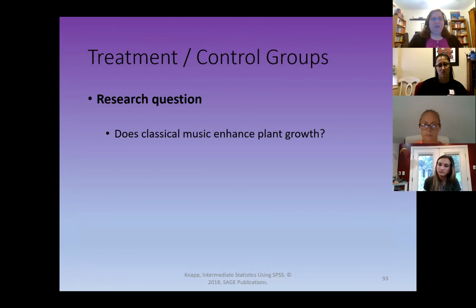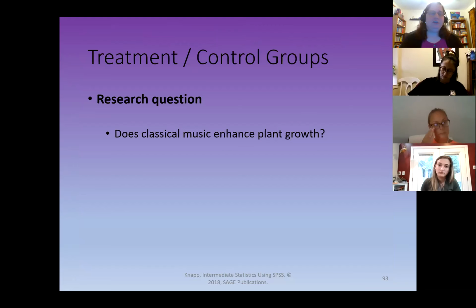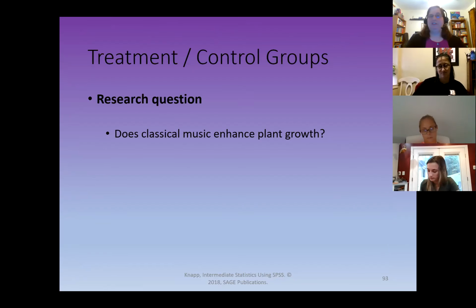Okay, just a little bit more for you here, and it's about treatment and control groups. And this relates to the homework you'll be having in some ways. So let me just go through these last few and explain what the idea is. So does classical music enhance plant growth? If that's the question, enhance. So classical music is going to make plant growth be larger than without the classical music.